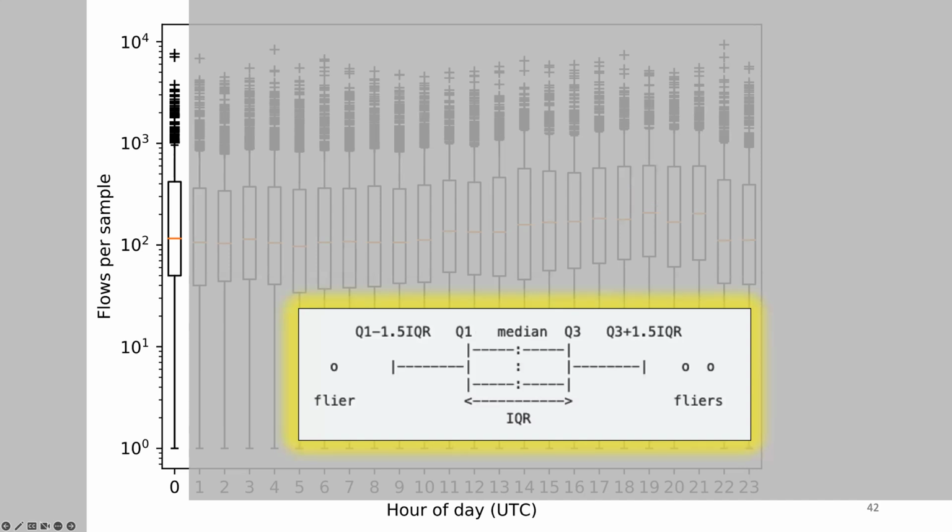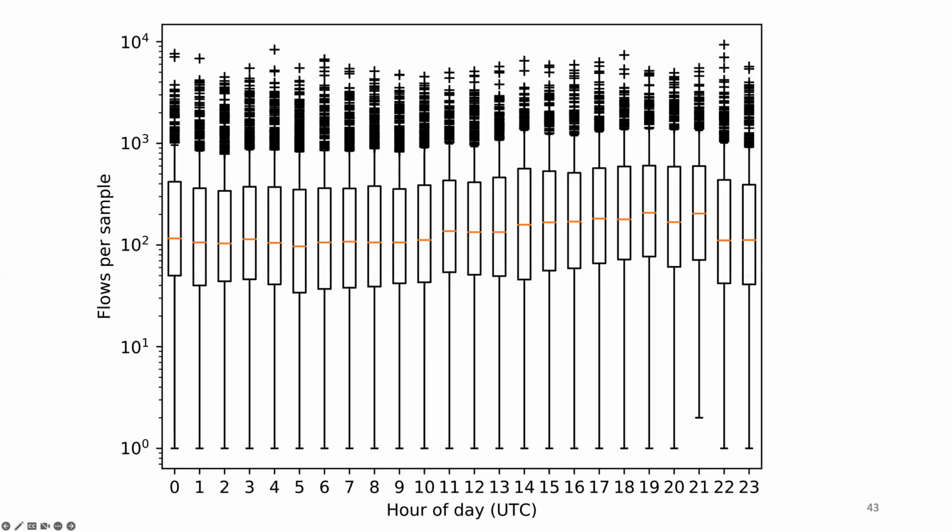So basically the orange line here is the median, right? And then this series is chopped up into 4 quartiles. The bottom end of the box is at the first quartile, and the top is the third quartile. This is called the interquartile range, IQR, and that defines where the whiskers are. And so that's how we map the number of flows that we see per sample per hour over all sites over the whole year.